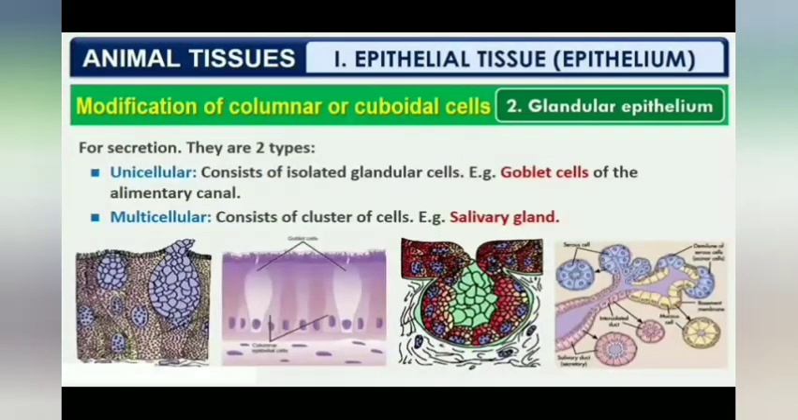Next is glandular epithelium. The columnar or cuboidal cells specialized for secretion are called glandular epithelium, and they are of two types: unicellular, which consists of isolated glandular cells, for example goblet cells of the alimentary canal, and multicellular glandular epithelium, which consists of a cluster of cells, for example in the case of salivary glands.